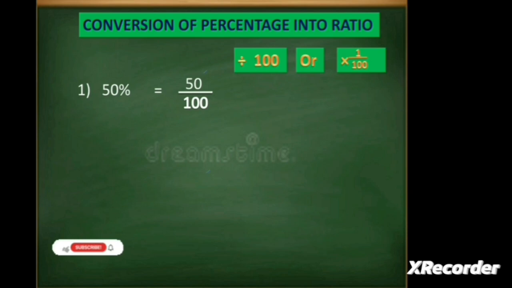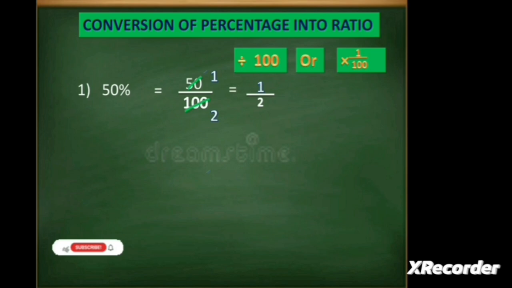Here, what is the common factor? 5 and 10. That means 5 tens are 50. So 50 is a common factor of 50 and 100. So we will divide 50 and 100 by 50. By dividing 50 by 50, we will get 1. And by dividing 100 by 50, you will get 2. So we write it as 1 upon 2.